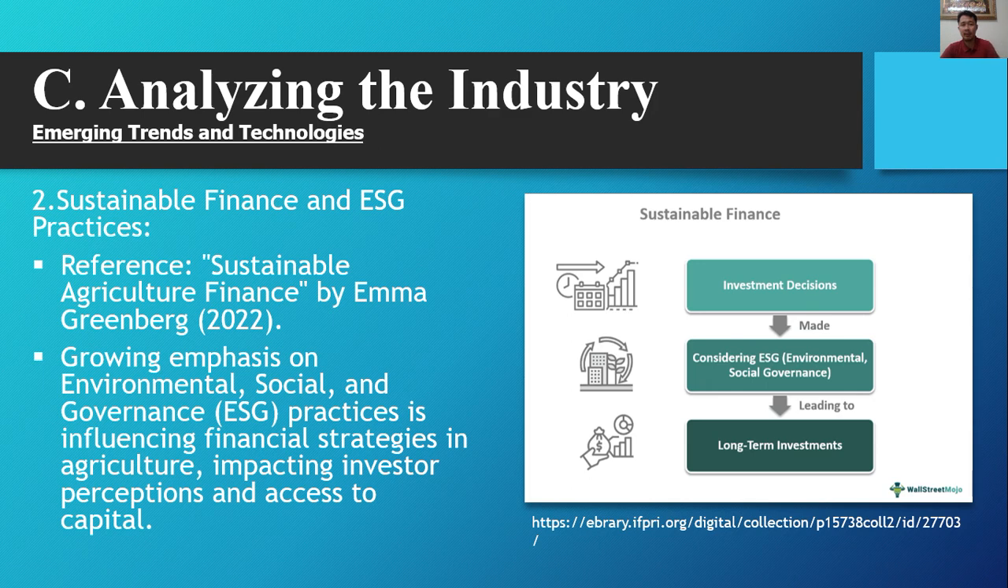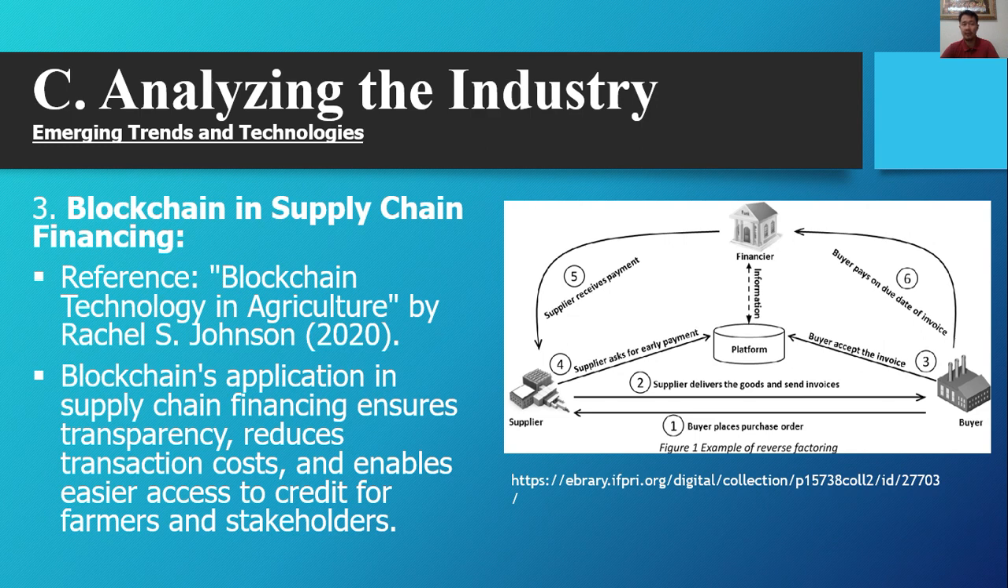And also, as part of analyzing the industry, there are emerging trends and technologies that we need to analyze. The sustainable finance and ESG practices, for example, the growing emphasis on environmental, social, and governance practices is influencing the financial strategies in agriculture, impacting investor perceptions and access to capital. And also, we do have blockchain in supply chain financing. So the blockchain's application in supply chain financing will ensure transparency, reduce transaction costs, and also enable easier access to credit for farmers and stakeholders.